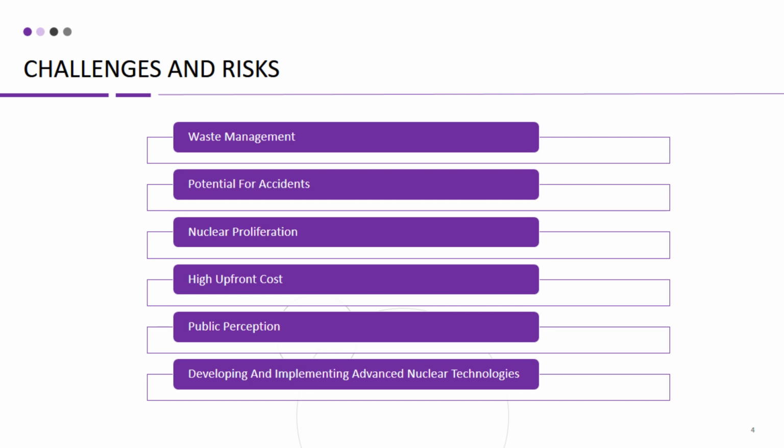Public perception and acceptance of nuclear power can also be a challenge. There are concerns about the safety, security, and environmental risks associated with nuclear power, and public perception can influence policy decisions, regulations, and investment in nuclear power. Engaging with local communities, addressing public concerns, and ensuring transparency in decision-making processes are important steps in building public trust and acceptance of nuclear power.